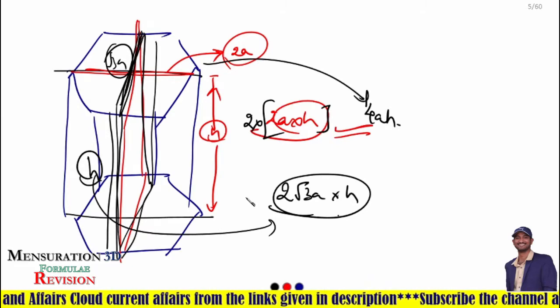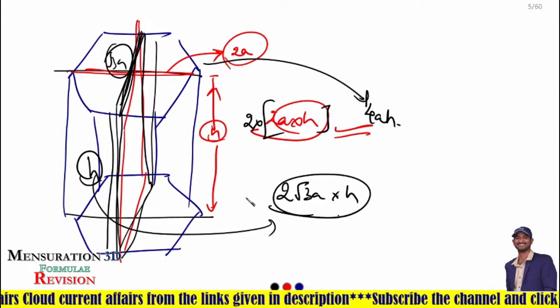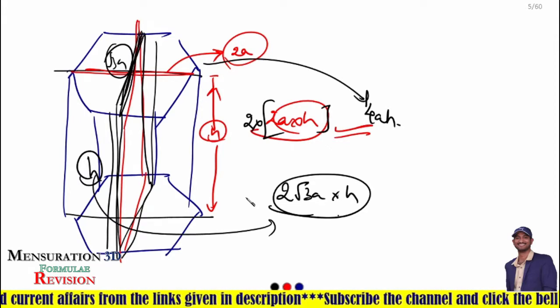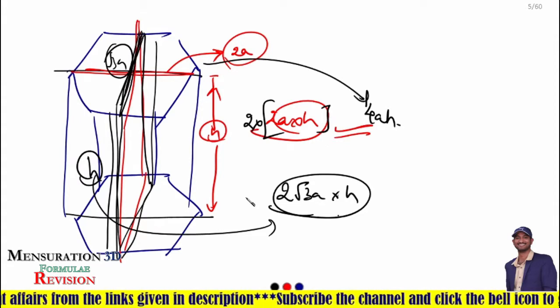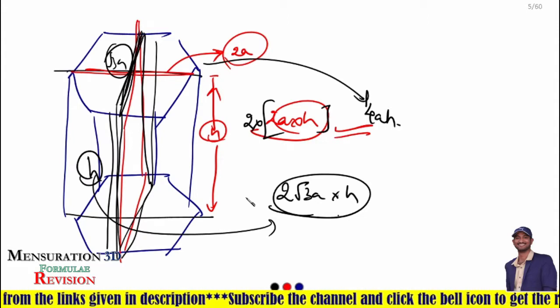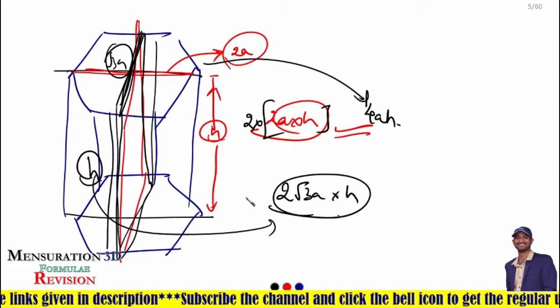Cylinder, cone and prism combinations are not that important for our exam. That's why I'm skipping those points.